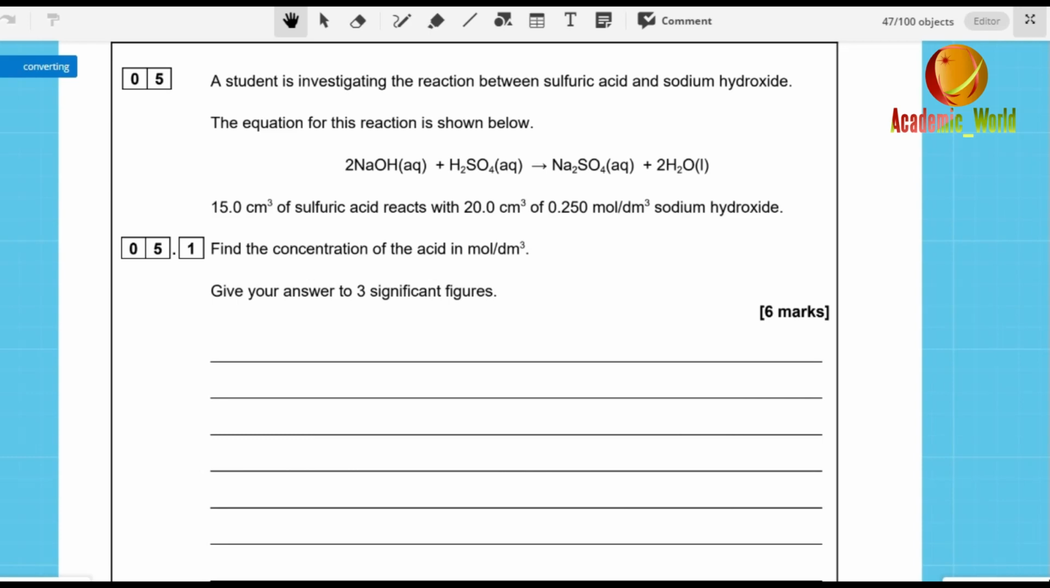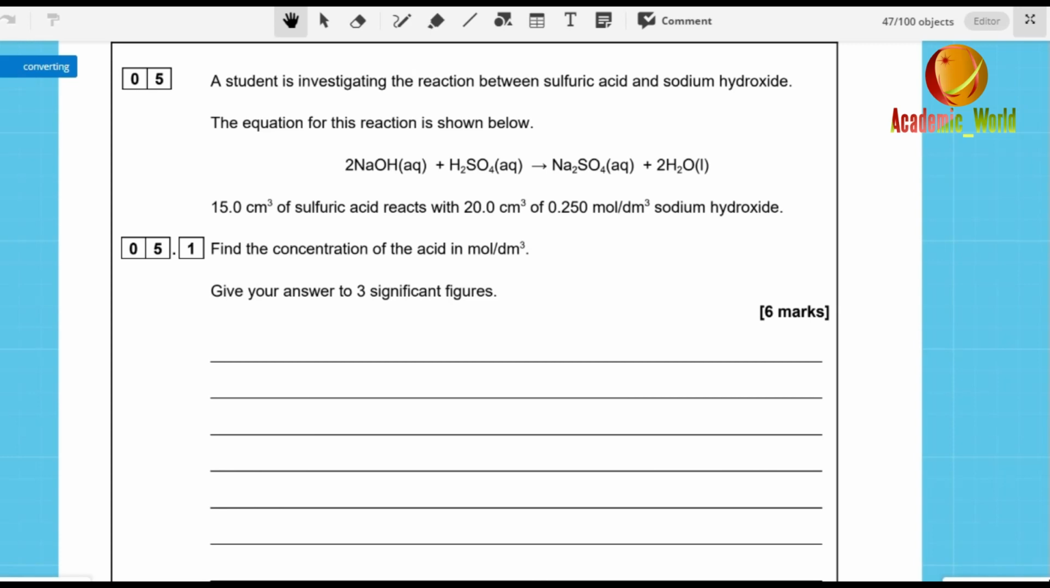Now question number 5. A student is investigating the reaction between H2SO4 and sodium hydroxide. You can see 15.0 centimeter cube of H2SO4 reacting with 20.0 centimeter cube of 0.250 mol per decimeter cube NaOH. The concentration is also given for NaOH. So find the concentration of the acid. It is a very easy question.